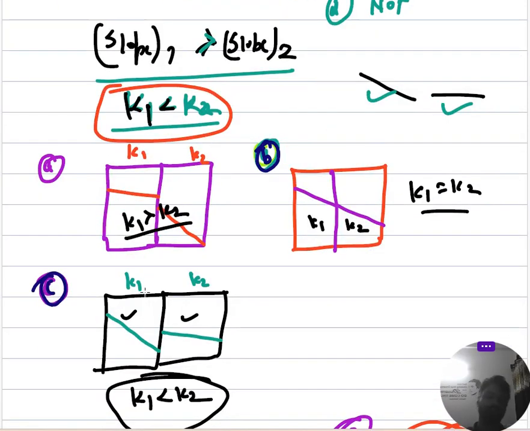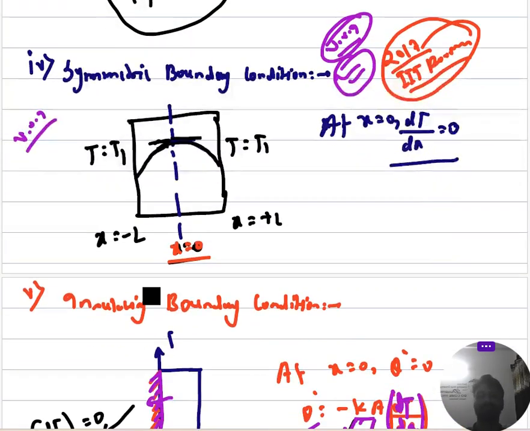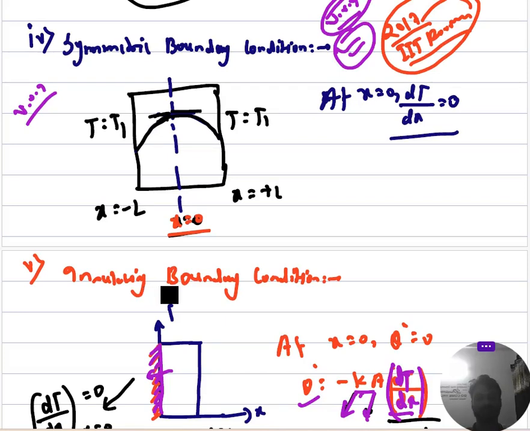Okay, I hope up to this everything is clear to all of you. Now coming to the next boundary condition, that is the symmetric boundary condition. This is a very, very important boundary condition to understand. In a symmetric boundary condition, in the case of a solid, if you draw any line, the solid will look similar on the left side and the right side also. Here you can see that x equals 0 is the mirror line.